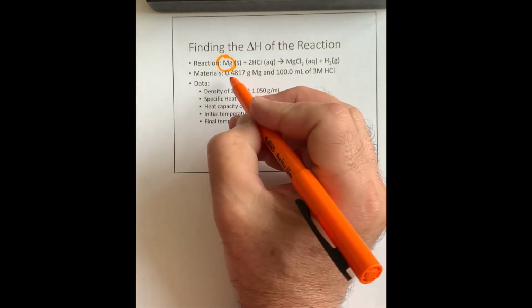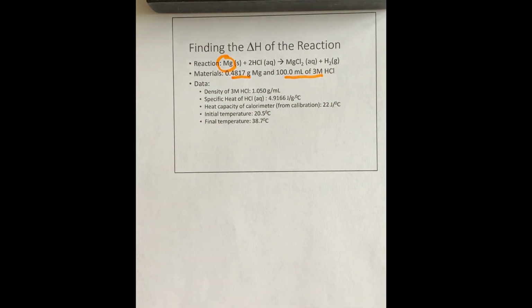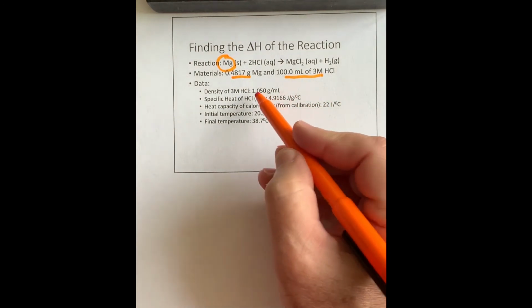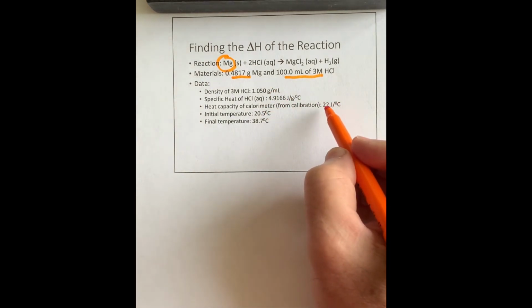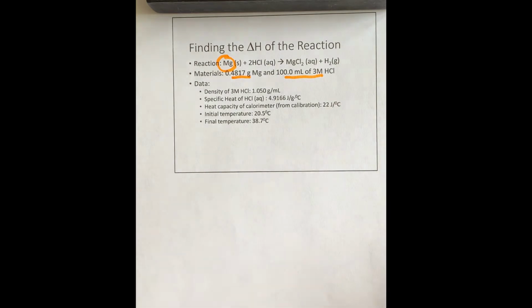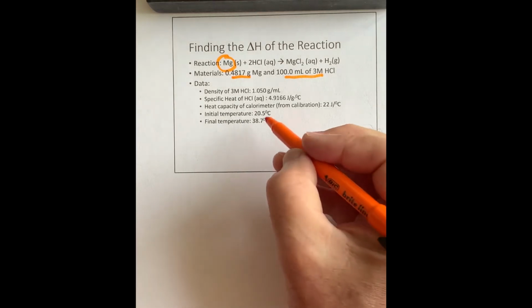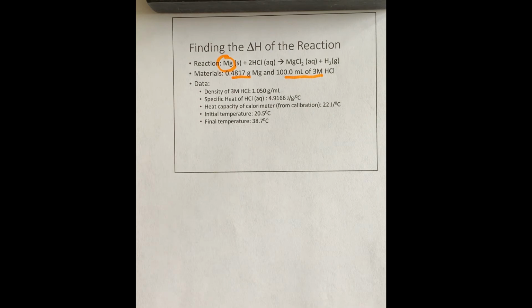Notice that we have the mass of magnesium and the volume of HCl. There's certain data that is given to us, as we said: the density of the solution, the specific heat of this solution. This is the heat capacity of the calorimeter that we had previously calibrated, and we said it was 22 joules per degree Celsius. This is in the example that I gave you earlier. We started at 20.5 degrees and we ended at 38.7 degrees as determined from the graph.